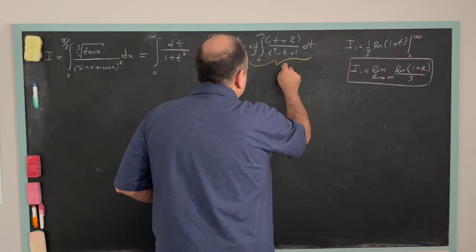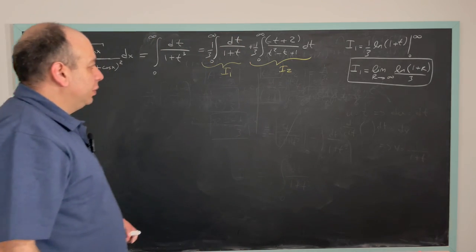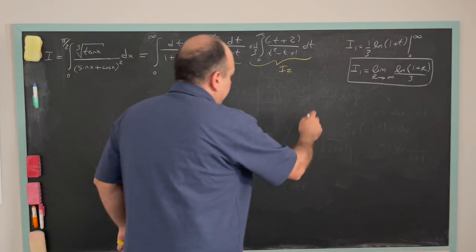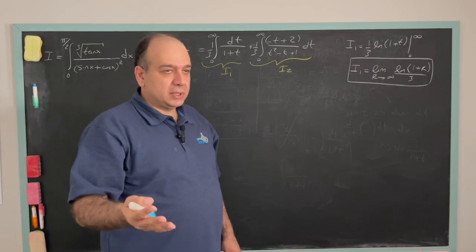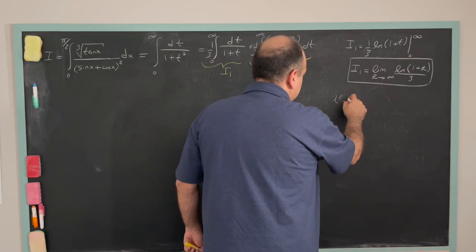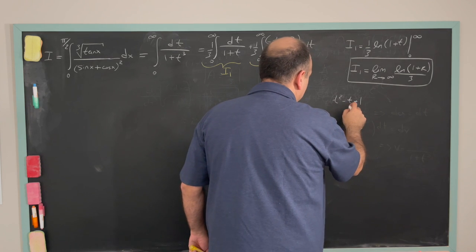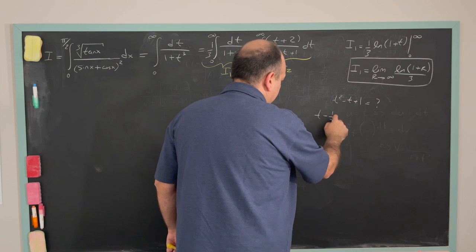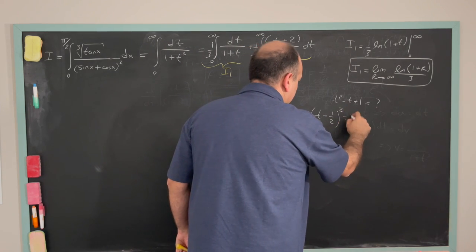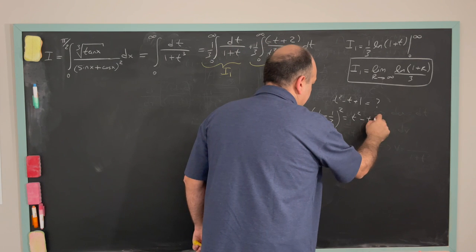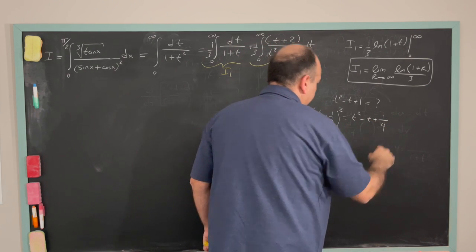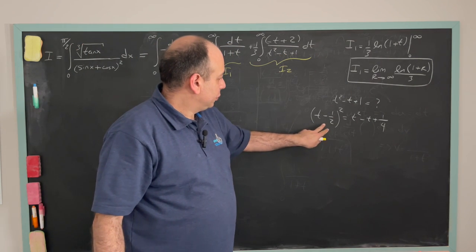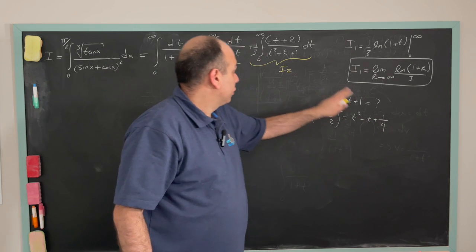So let's call this integral I2. Now I would like to work this out, I2. Okay, so look at the denominator. I can complete the square, right? So t squared minus t plus 1, this is equal to what? This is what I want to find. So let's look at this one: t minus 1/2 squared. So this is t squared minus t plus 1/4, right? So wherever I see t squared minus t, I can put t minus 1/2 squared minus 1/4.